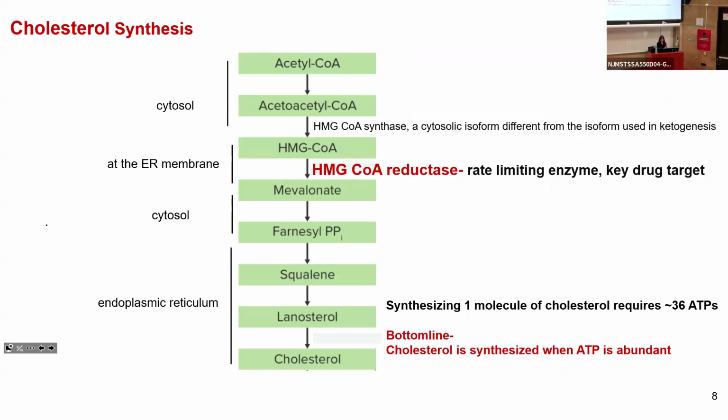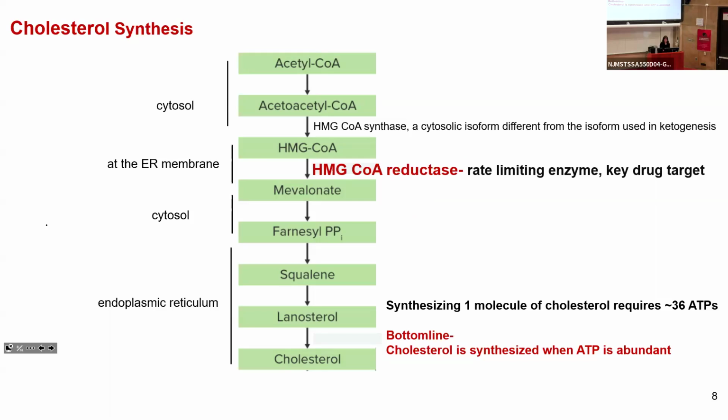And these are just the steps. There's no need to know all the various steps, but two points to point out: the rate-limiting enzyme in cholesterol synthesis is HMG-CoA reductase, all right? It's the slowest, the most regulated step in cholesterol synthesis, and it's a key drug target. For all those cholesterol-lowering drugs that you see advertisements for, statins, HMG-CoA reductase is what is being regulated.